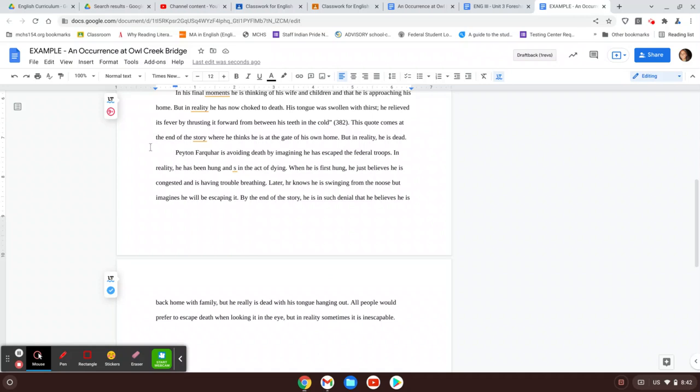So what this person did for the conclusion is they summarized the 3 body paragraphs. You don't have to do that. I would be okay with this if they didn't have any of that and they just had the last concluding sentence. So you can have a 1-sentence conclusion. All people would prefer to escape death when looking it in the eye.